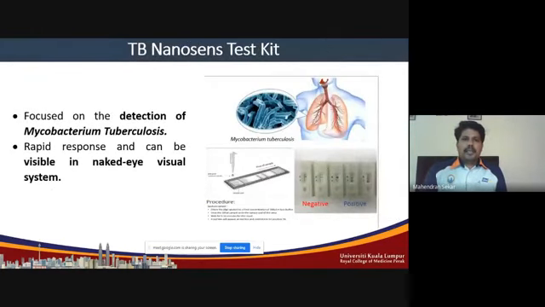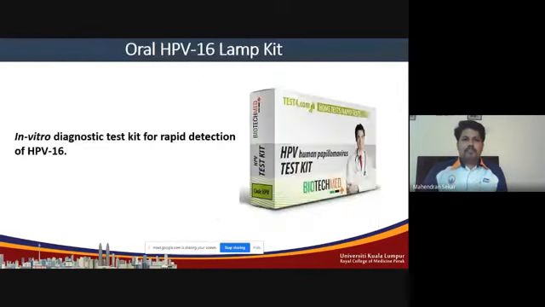And the next one is the TB NanoSense test kit to detect Mycobacterium tuberculosis, and the oral HPV 16 LAMP kit, which can be used for human papillomavirus. Nowadays test kits are very famous. Even now for COVID-19, PCR analysis takes a lot of time, so people are preferring to go for test kits. Initially what we did was purchase from other countries, because we have a lot of researchers and innovators in our country, but we are not doing this kind of innovation. We are depending on other countries.